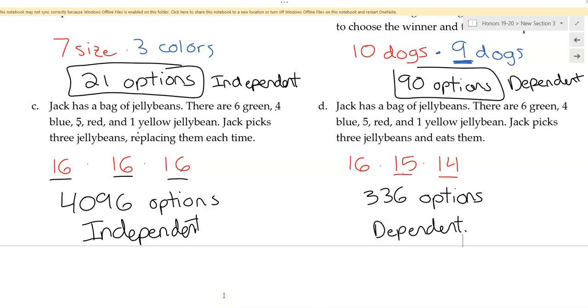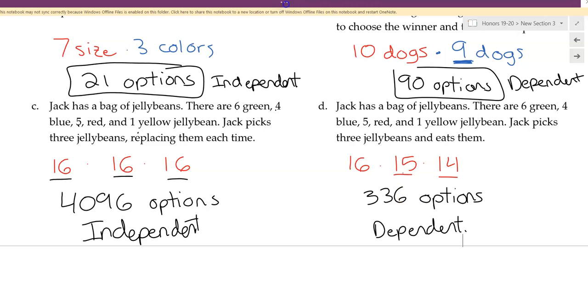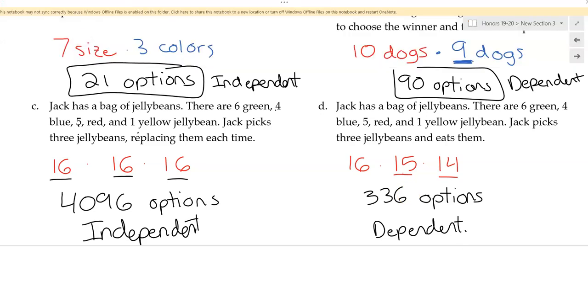So it's very important to know if it's independent or dependent, because that does change your total, right? These numbers here represent the total number of options, and our probability is out of the total. So these would be very different probabilities.